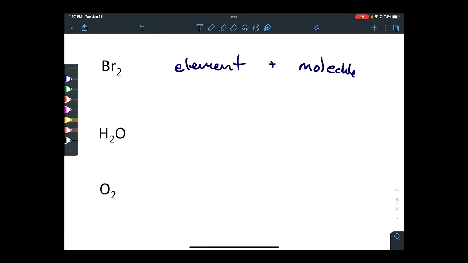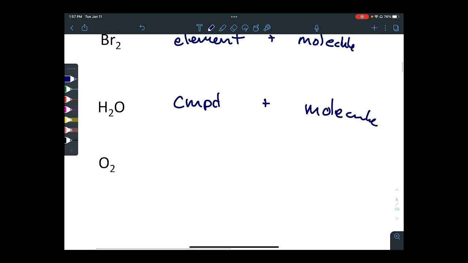All right, H2O. Compound or element? Compound. Okay, cool. And now molecule or atom? Molecule. Okay, O2. Element.